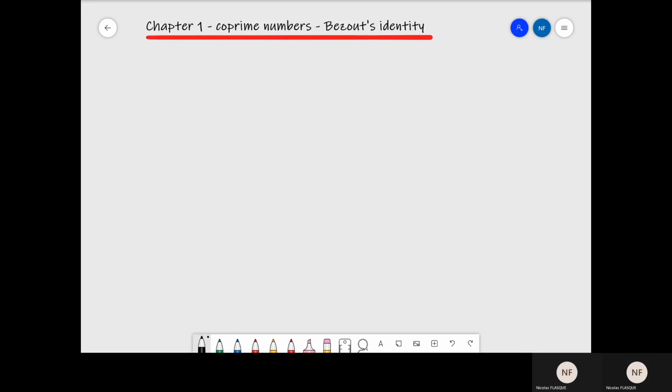So hello everybody, this is the next video about coprime numbers, or so-called relatively prime numbers, and Bezout's identity. If you remember, if you take two integer numbers a and b, then you can compute the GCD, the greatest common divisor of a and b, which will be equal to some number d.